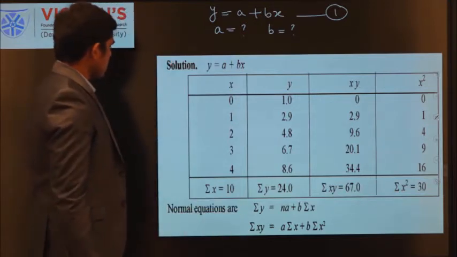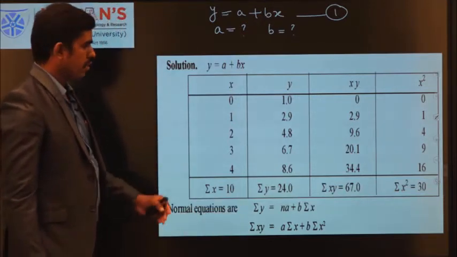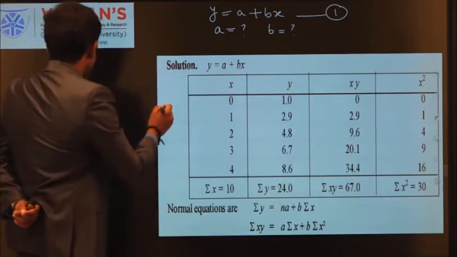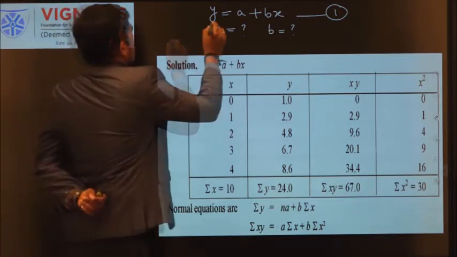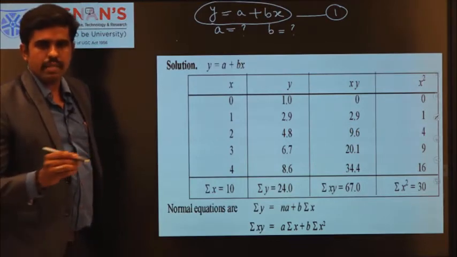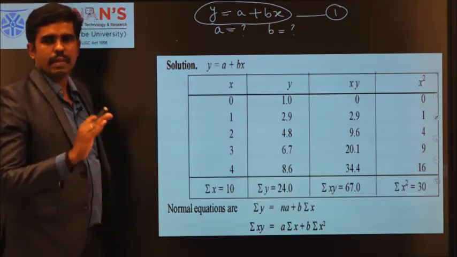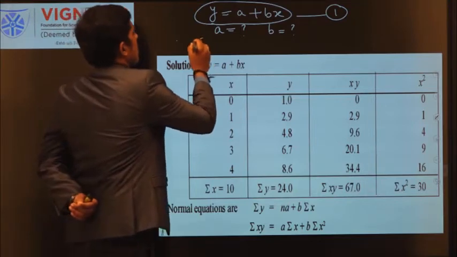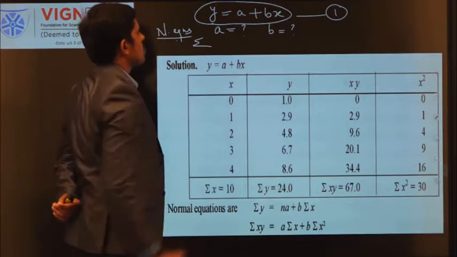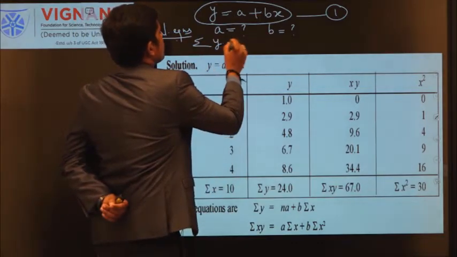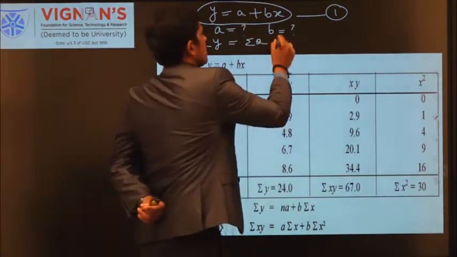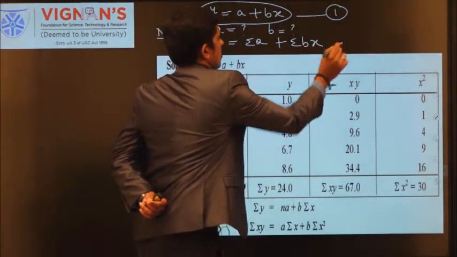Writing normal equations is not a difficult task. Easily you can write them, and easily you can remember how to write them. Now I am writing. So you know this, y is equal to a plus bx. How can I write? You take summation, that's all. Both sides you take summation. So I am writing the normal equations. Summation y is equal to summation a plus summation bx.